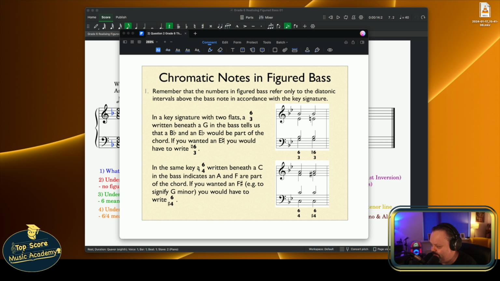And again, here's another example. Say that we're in the same key signature, suppose B flat and E flat, and you see 6/4 written under a C in the bass. That indicates an A above the bass note, and an F. So the F would be a fourth above the bass, and the A would be a sixth above the bass. But if you wanted to have an F sharp to indicate, for example, you're in the key of G minor or something, you'd have to indicate that that fourth needs to be raised. And again, you can see that without having it, you end up with F natural. And as soon as you put that sharp in, you're making that F an F sharp.